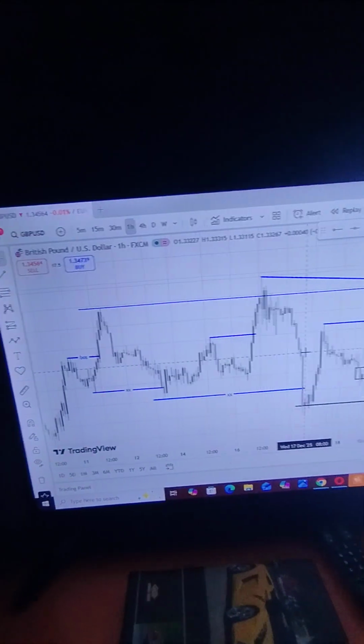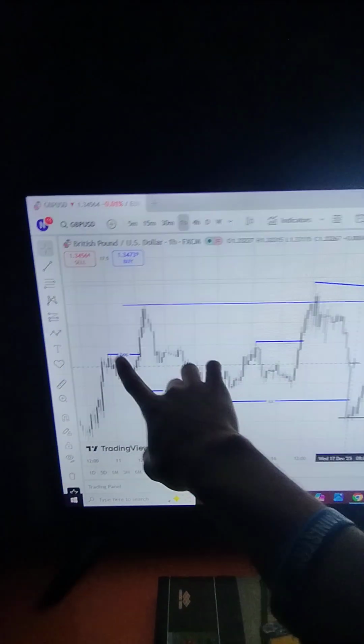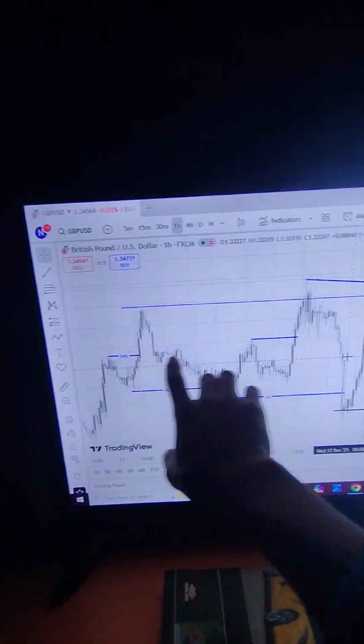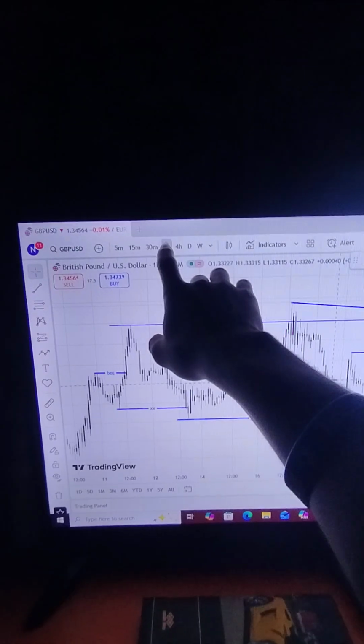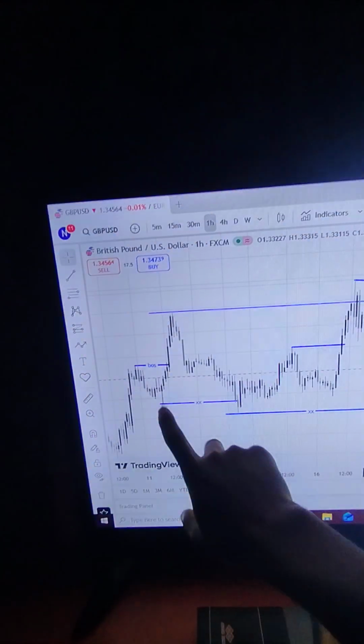your first step is identifying your break of structure. You need to know where your market is going, what the market is doing. So this is the time frame that we're using, 1 hour time frame. So this is the break of structure, as you can see at this level. So this was the last low.